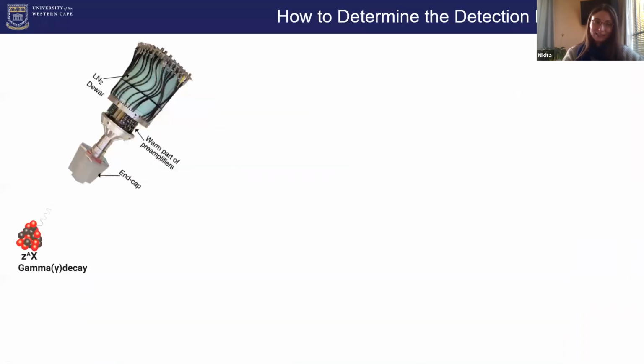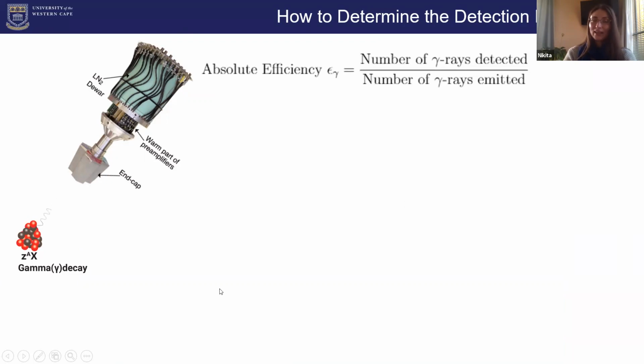So next, what we're interested in this lab is we want to determine the detection efficiency of our detectors. So we use our fancy germanium detector or sodium iodide detector, any type of detector, to detect the gamma rays coming from our radioactive source. So what is the actual detection efficiency? It is simply the ratio of how many gamma rays we detected with our detector over the number of gamma rays that were emitted by the source.